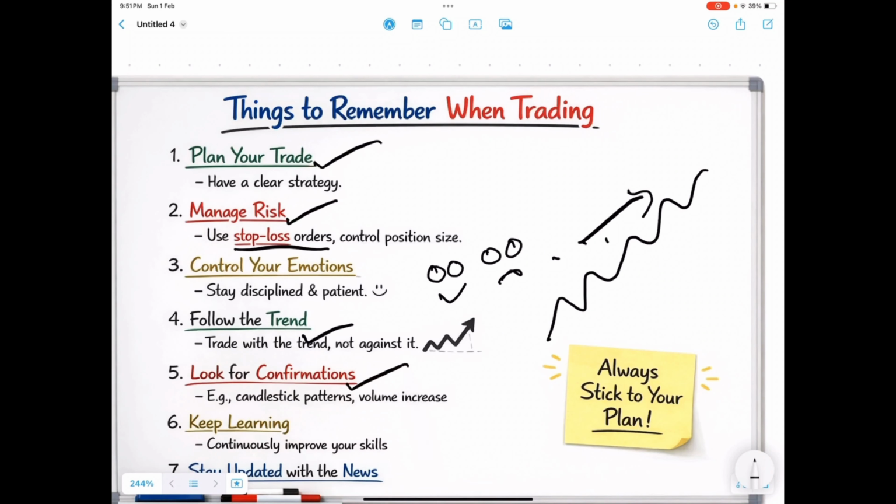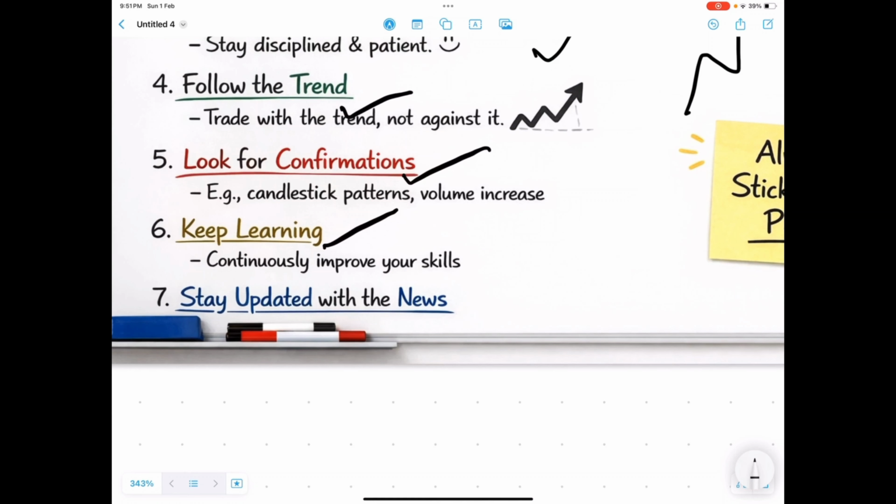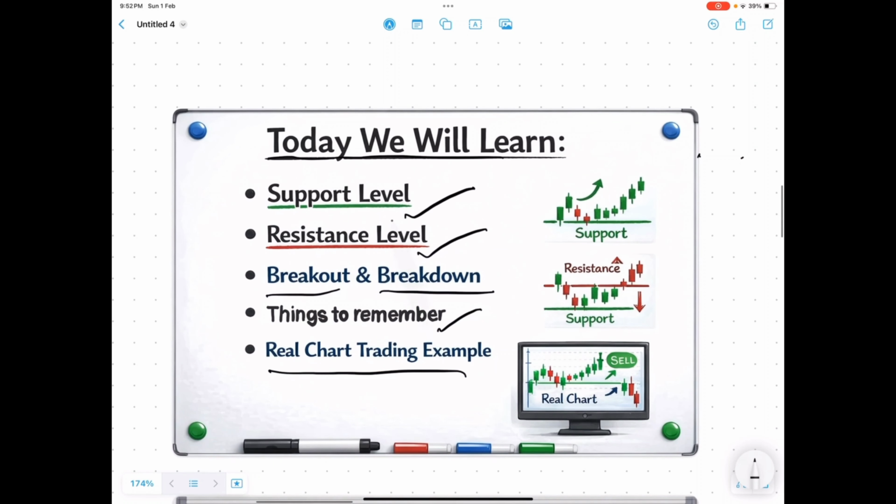And fifth, wait for confirmation here. You should only take a trade here after confirmation. And six, you need to keep up your learning. Keep learning means you need to keep gaining knowledge. And seven, stay updated with the news. So you can see that we've covered everything. Here, we've looked at the support level, the resistance level, we've seen breakout and breakdown, we've gone over things to remember, and now we're about to move to the real chart.